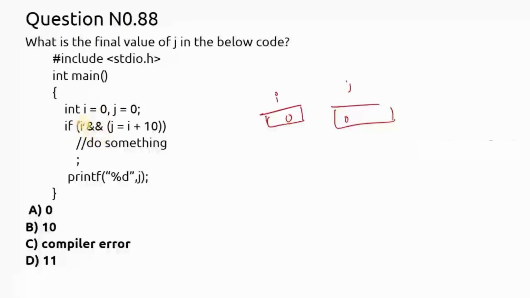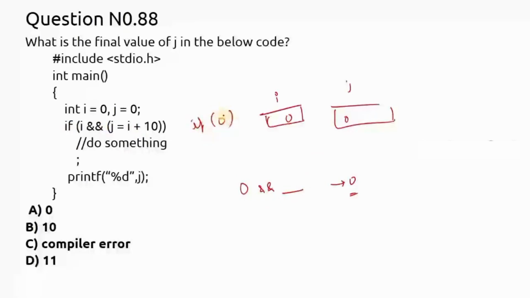Now you see the i value. What is the i value? 0. 0 double AND. See, in logical AND operations, 0 and something is always 0. So now irrespective of this, the value of this condition will be 0, because 0 and something is always 0. So here it will become if 0.